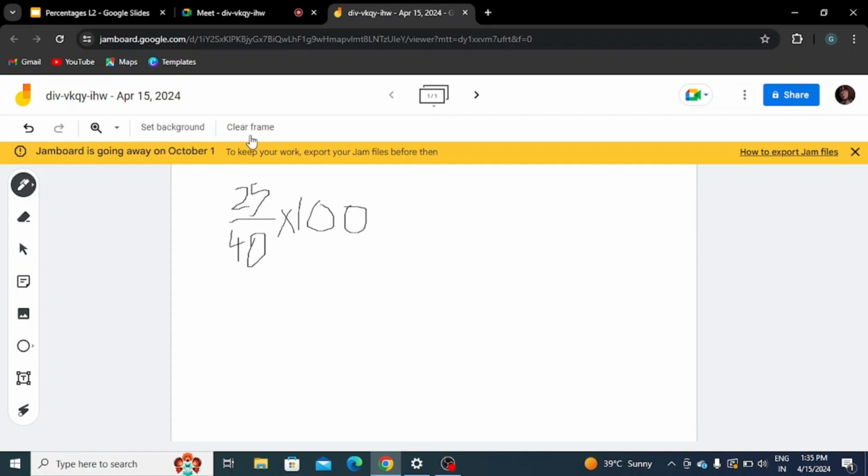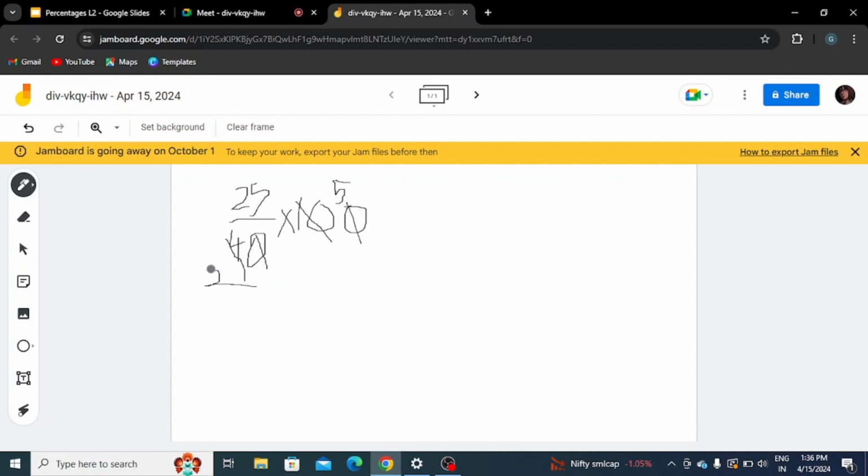However you feel that simplification works for you. But now I'm just using the values here. Now 4 I can take as 2 and 2, and then this I can take as 2 and 5, right? Now 25 into 5 by 2.